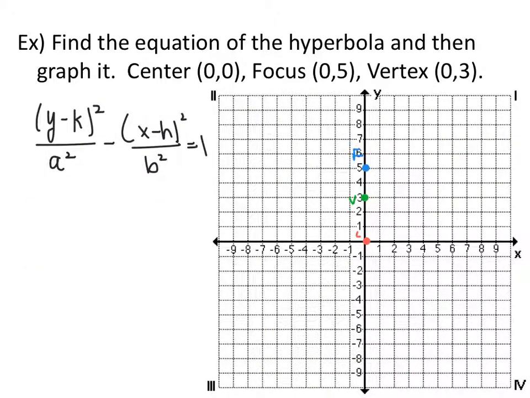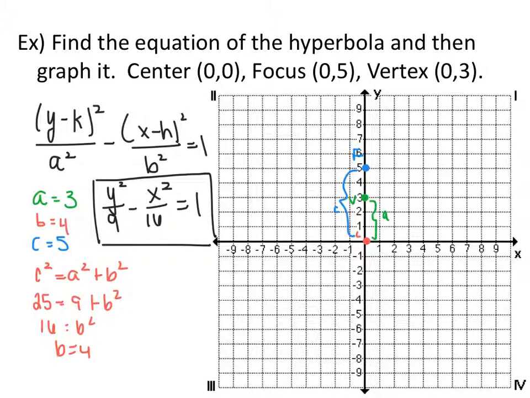So here we have a hyperbola that has a center at the origin, a focus at 0, 5, and a vertex at 0, 3. So I know this is going to open up and down, so I know y minus k quantity squared is going to come first. So I put the general equation over here for our hyperbola. Given this information, we want to find the equation of the hyperbola and then finish graphing it. So go ahead and pause the video and find a and b in order to write the equation.